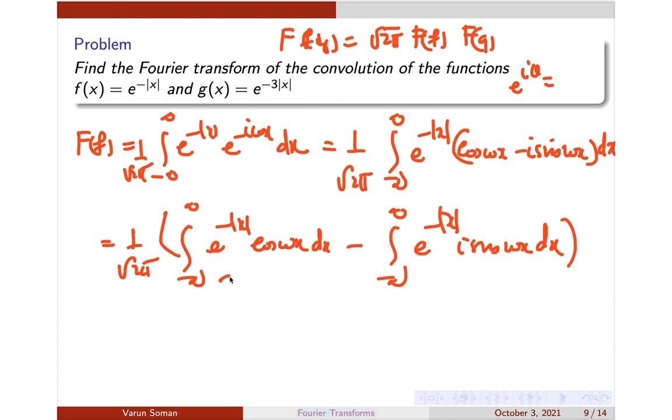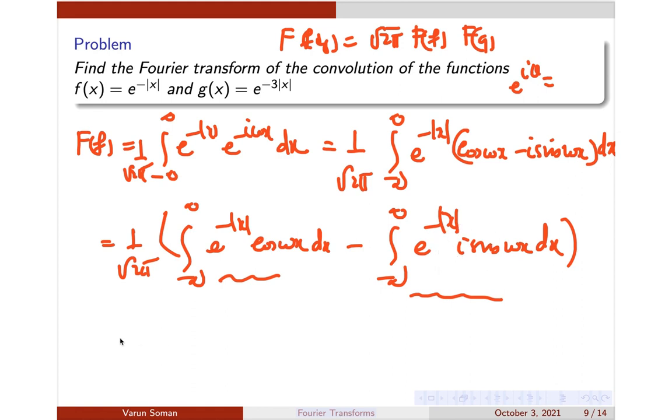Okay, now if you look at this function, you can see that this is an even function, because if you replace x by minus x also, you will be getting the same result. So the value of this integral is 2 times integral 0 to infinity. And similarly the value of this integral will be 0 because the sine is an odd function and this is an even function, so this will be 0.